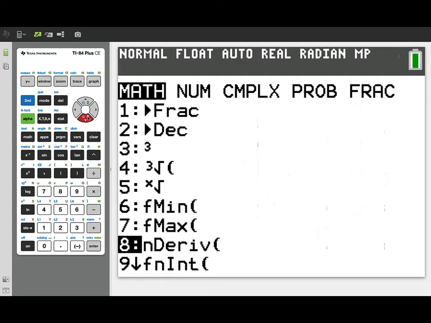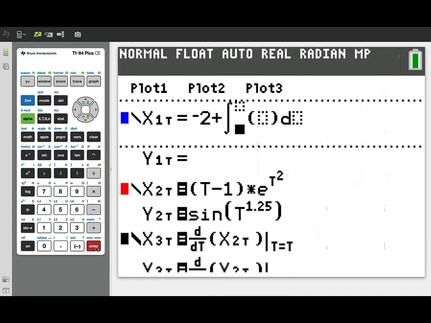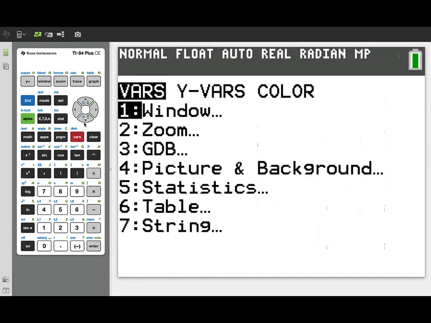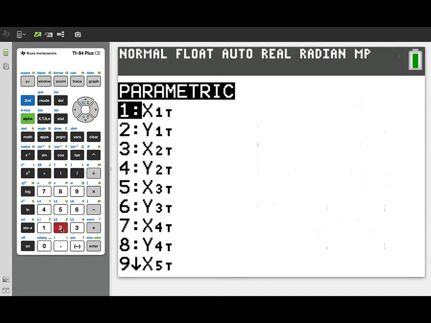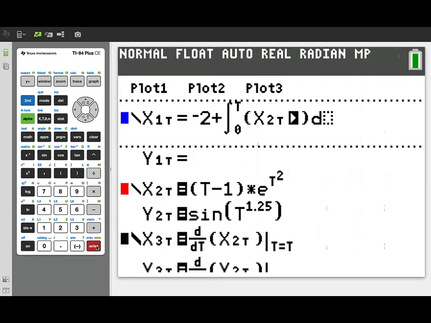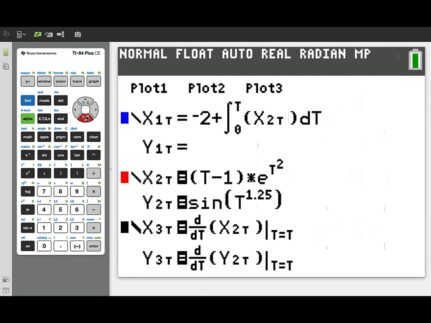I'm going to add on an integral that will represent the change in the x-coordinate over the time interval from 0 to t. So we'll integrate from 0 to t the x component of the velocity. So I'll need to go to y variables to pick off my parametric x component of velocity, which was x2. And then we'll just integrate that with respect to t, and that will give us the x-coordinate of our position at time t.